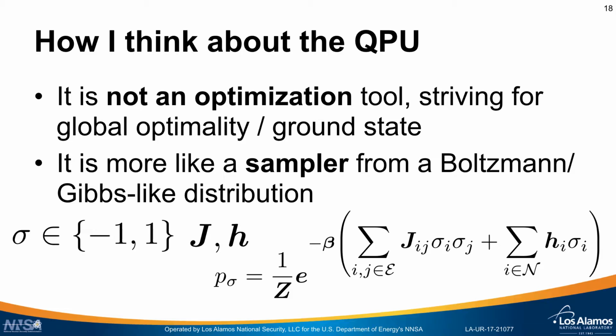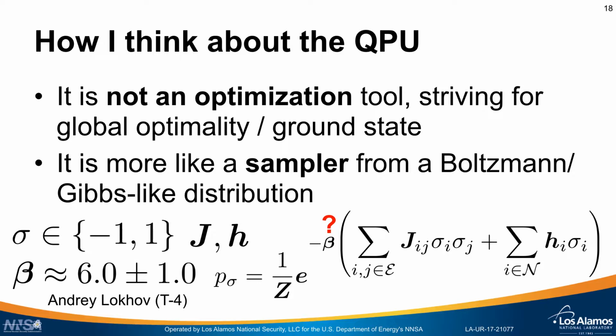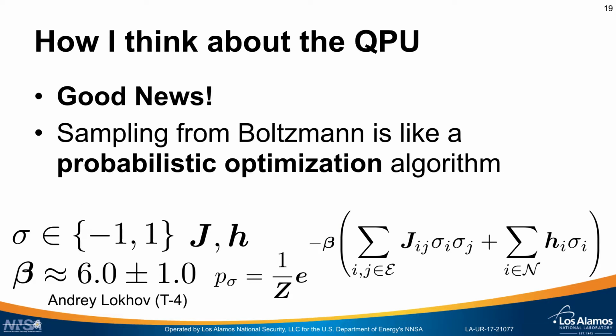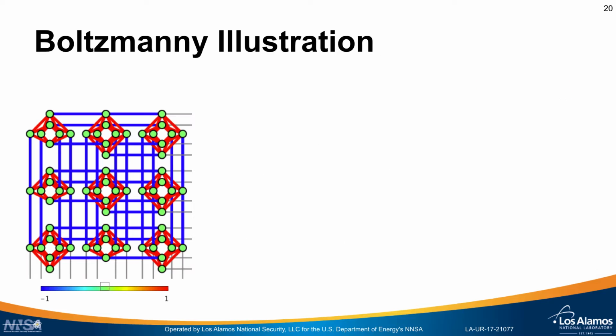Now, you can observe that we know pretty much all of the information in this equation except for beta. It turns out that you can use some machine learning techniques to estimate what beta is, and it lies somewhere around 6 for some test cases that were recently done. This is very interesting and good news, because sampling from a Boltzmann-like distribution is kind of like doing probabilistic optimization. So maybe it's both a sampler and an optimizer at the same time. But in any case, let's test our intuition for if this thing behaves like a sampler from a Boltzmann distribution.